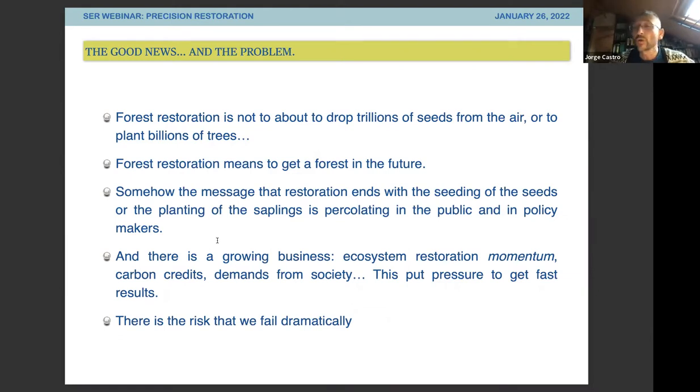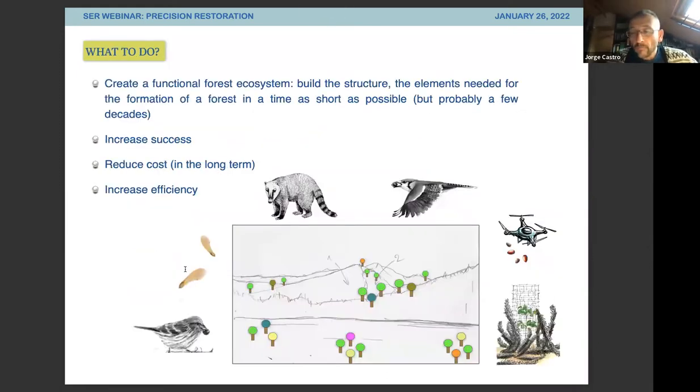And there is also a growing business about restoration because there is money to restore, because there are initiatives and, for example, a market with carbon credits to plant trees. So this is putting more pressure to get a fast result, okay? I will discuss that at the end of the presentation. I think we have a high risk of a big failure if we do not take care of what we are doing.